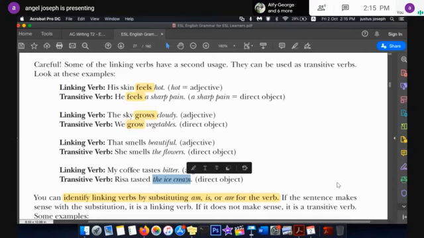Anything that shows a condition, we will call them linking verbs. What do we find generally with them? We will always find, or most of the times we will find, an adjective with them.